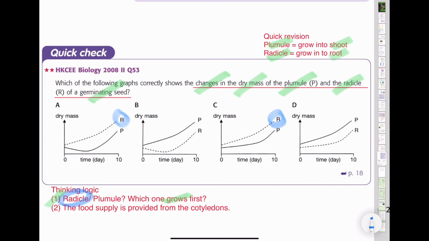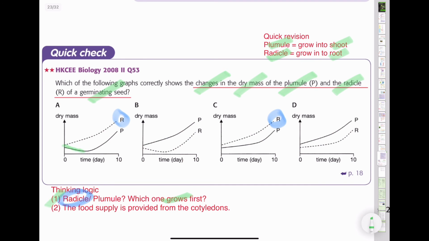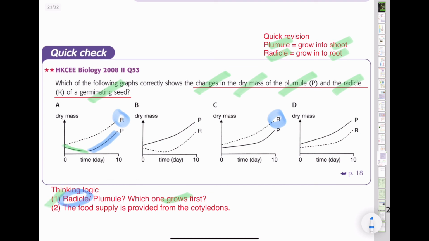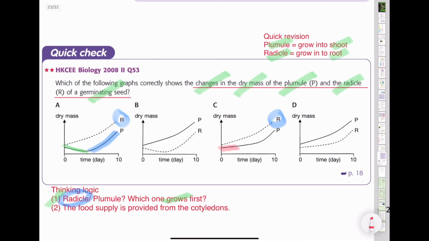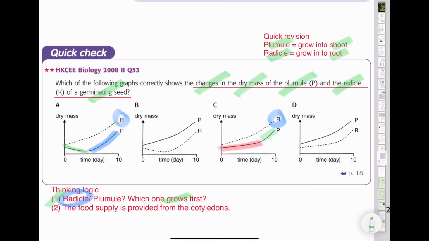And then for A and C, is there any difference between the curves of the plumule? You can see that for graph A, the dry mass of the plumule slightly drops a bit, and then there is a fast, rapid increase. And for graph C, you can see that the increase of the plumule is a bit steady, but later on there will be a rapid growth. So which one should be correct?